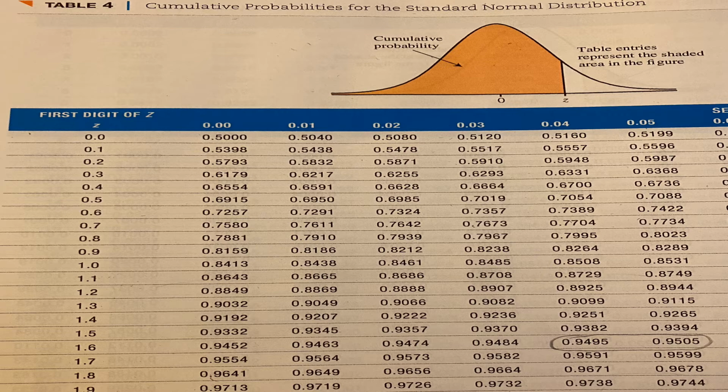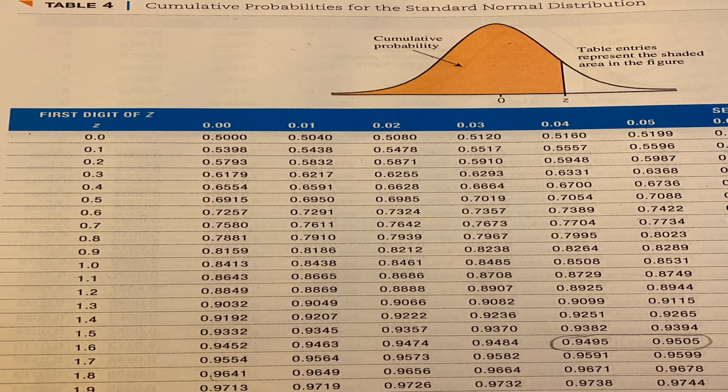Now, what do I do with the 0.95? We must use the cumulative probability for the standard normal distribution table. In the text that I have, it is table 4. In your text, it might be a little bit different if you're using a different text. But here we have the cumulative probabilities. And remember, we're looking for 0.95.